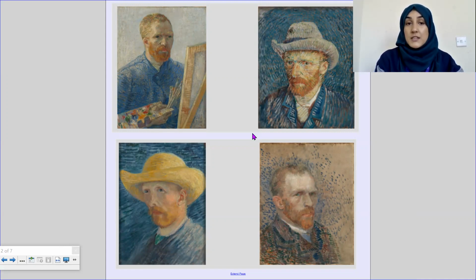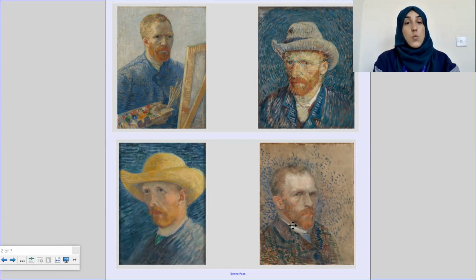Also, what we can notice is that he has quite a lot of facial hair. Obviously, his hair was ginger, like an orangey red color. That's what we can see. His skin tone is quite pale, and it seems as if he has blue eyes. Not entirely sure. You can definitely see that there are blue eyes in this one, and possibly in this one, and this one.